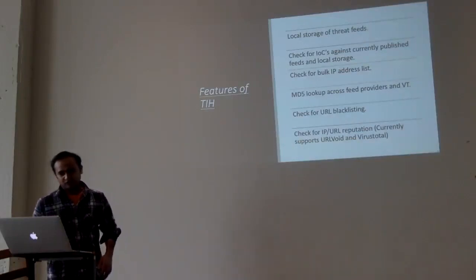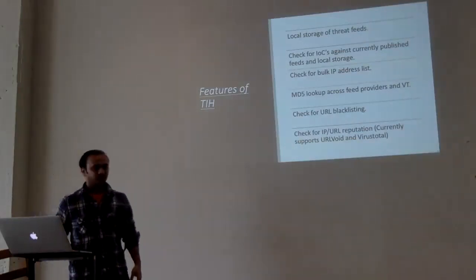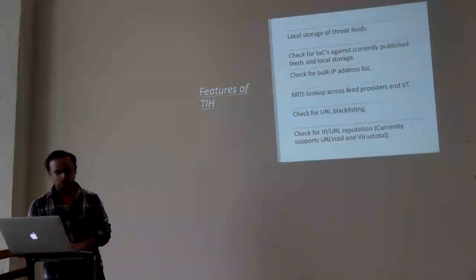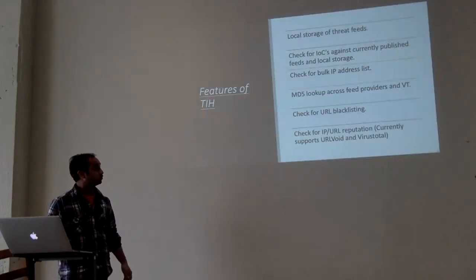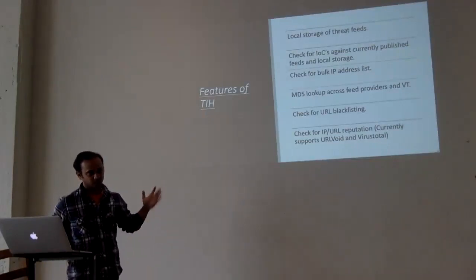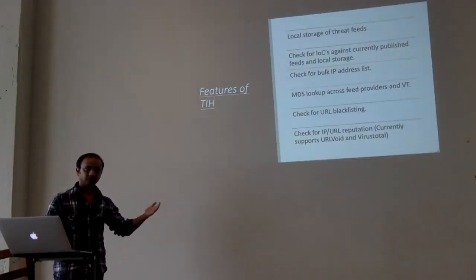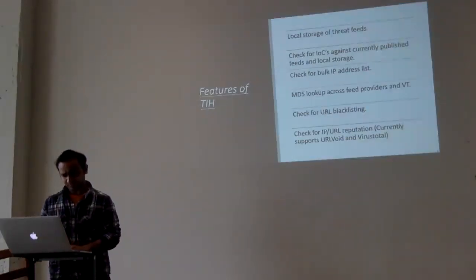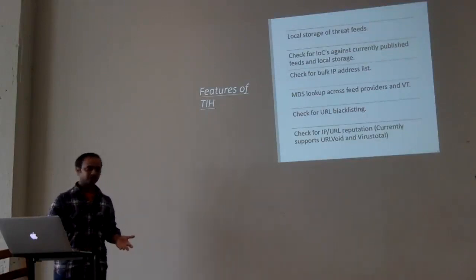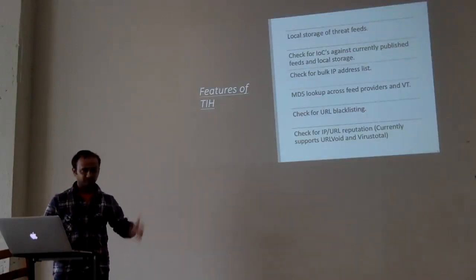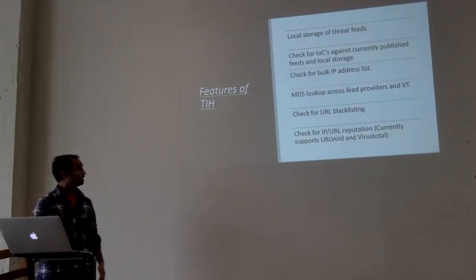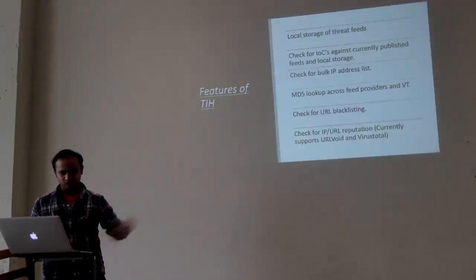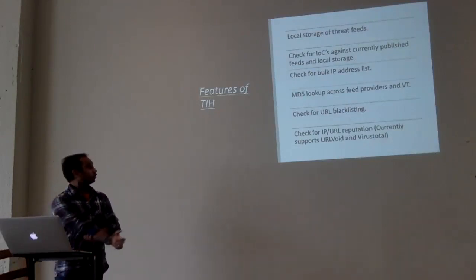You can also check for IOCs against the current published feeds. Let's say someone gives you an IP address and says that this is something suspicious and it's trying to communicate with something outside. What you can do is use TIH to search if that IP address is already being mentioned in any of those open threat feed sources. You can also provide a list of IP addresses, because a lot of times you get like 50 or 100 IP addresses to look for. So you can create a text file, dump all the IP addresses there, and have it quickly search across. The same goes with MD5 as well.